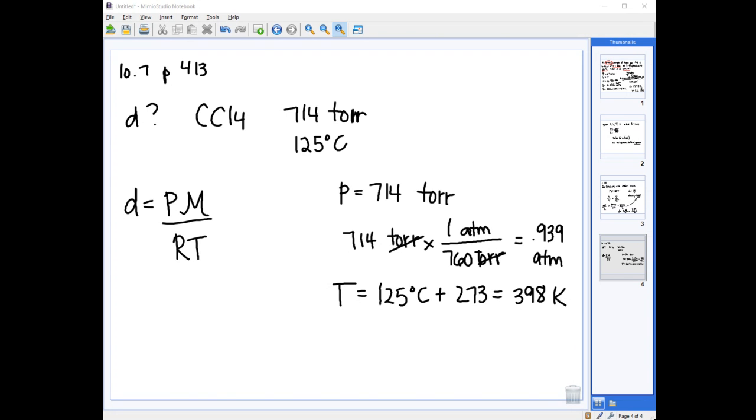Y'all should have this one memorized by now. Yeah, 12.01. What about chlorine? What is my molar mass for chlorine? 35.45, and how many of those do I have? I have 4. So y'all do the math. What is my molar mass for carbon tetrachloride?